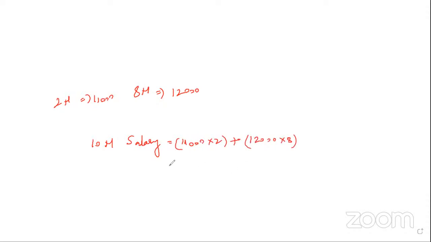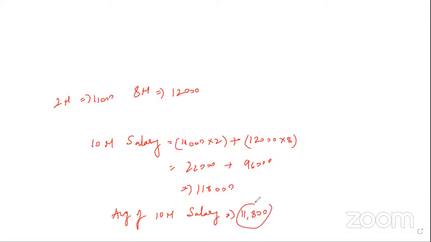So what is the 10 month salary now? The 10 month salary is going to be 11,000 into 2 months, that's 22,000, plus 12,000 into 8, which is 96,000. So what's the total amount? 96,000 plus 22,000 is going to be 1,18,000. This is the 10 month salary. But what is the average now? The average of 10 month salary is divided by 10. You will get 11,800. That's why it is not the same.